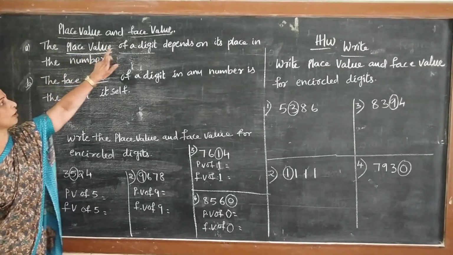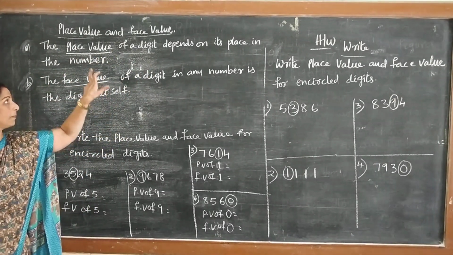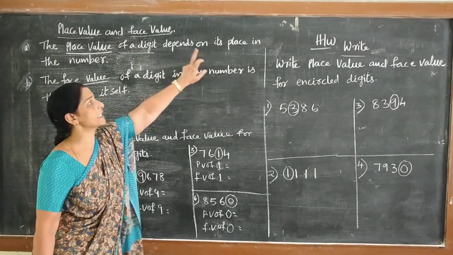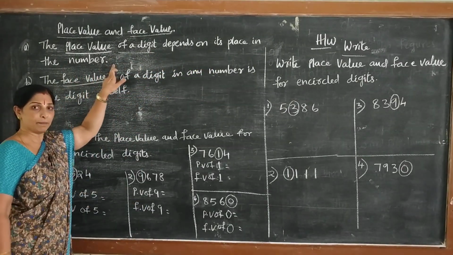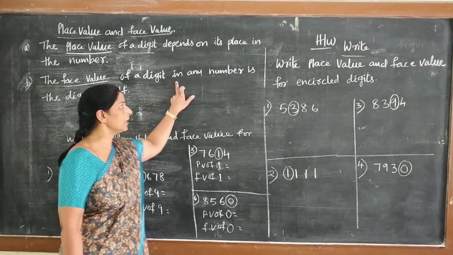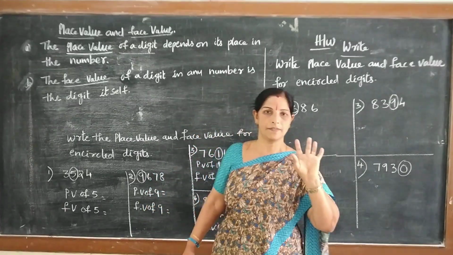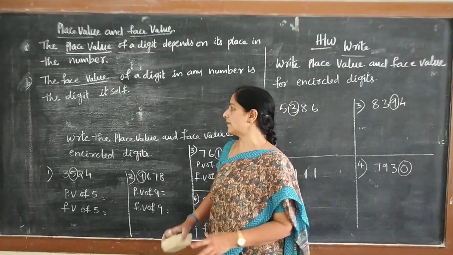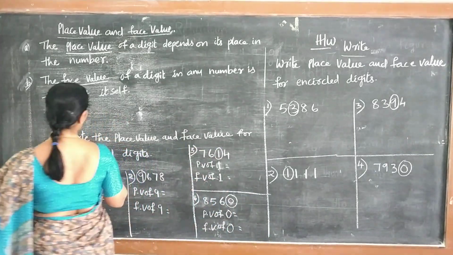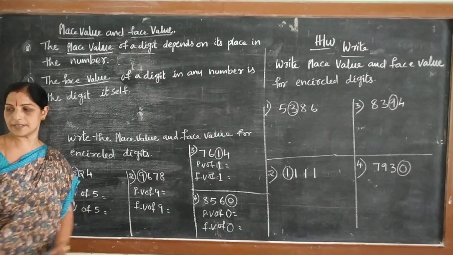The place value of a digit depends on its place in the given number. The face value of a digit in any number is the digit itself. Now see here: write the place value and face value for the encircled digits.